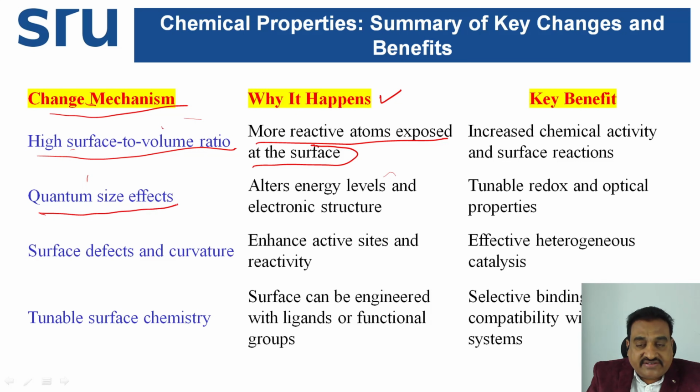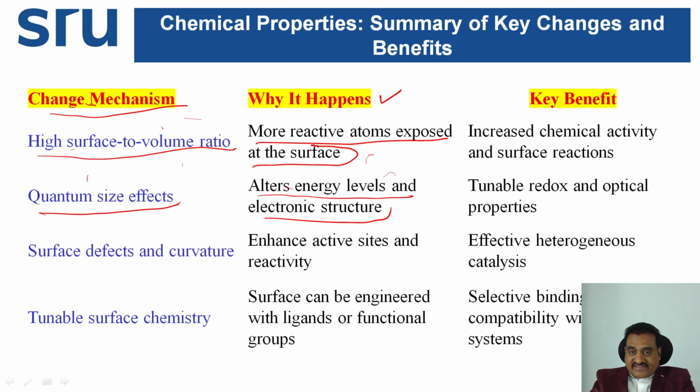Quantum size effect. Due to the quantum size effects, energy levels and electronic structures are altered. So, the bulk material is divided into small pieces. The energy levels are changing. The changing energy levels give the quantum confinement effects. It changes the quantum size effects. So, due to this altered energy levels and electronic structures, we get tunable redox and optical properties.